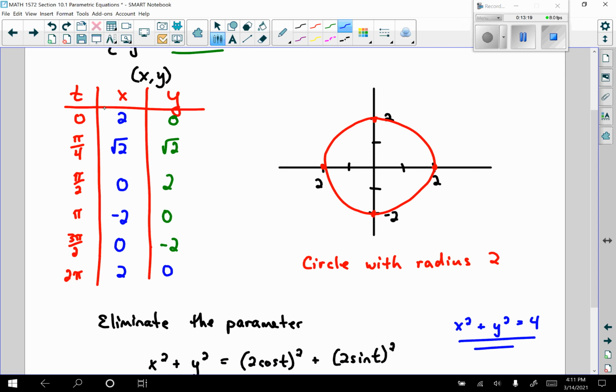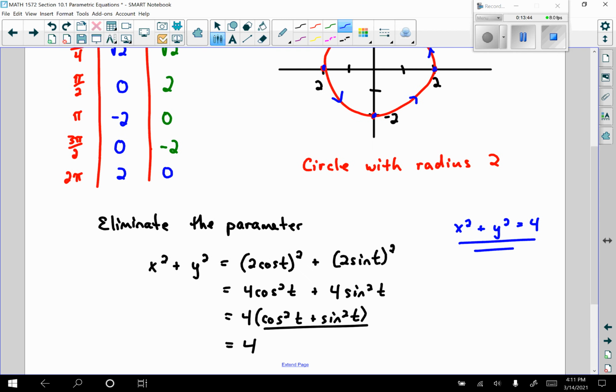So again, it looks like we're starting when t is 0, we're at this point here. And then we go to radical 2, which would be up here. And then we're right here, so it looks like we're tracing this way. And then when we're at pi, we're at negative 2, 0. 3 pi over 2, we're at 0, negative 2. And we're going back this way. So that would be how we would draw the arrows on that.